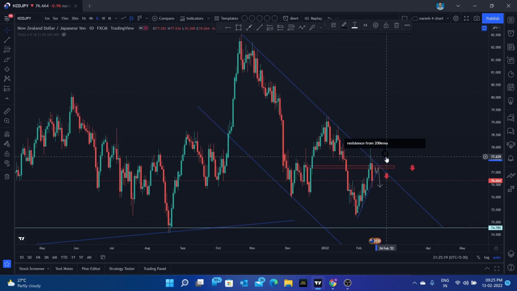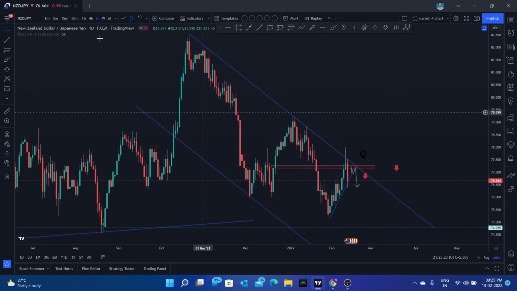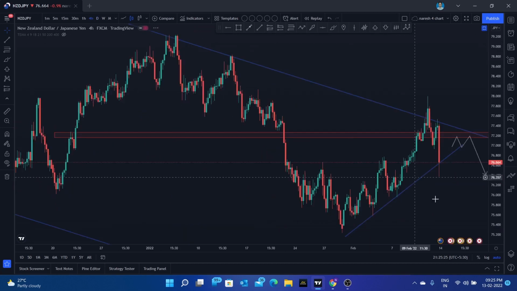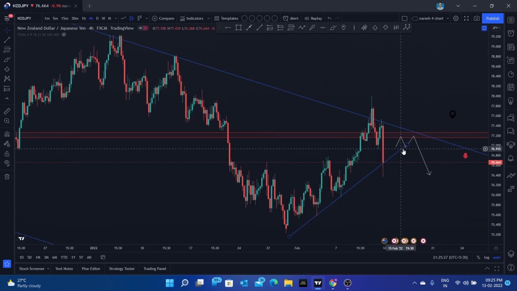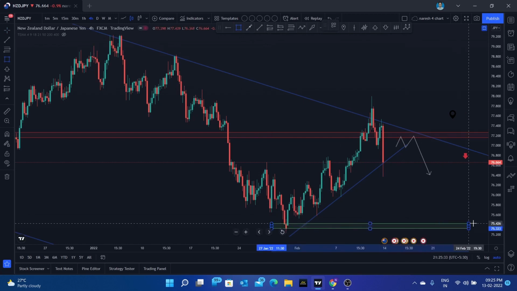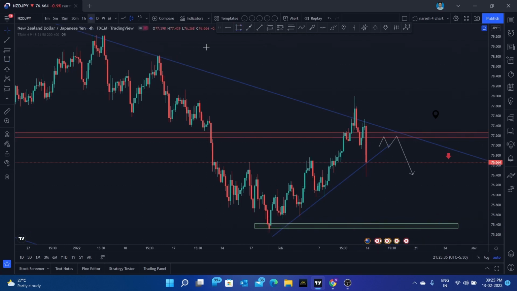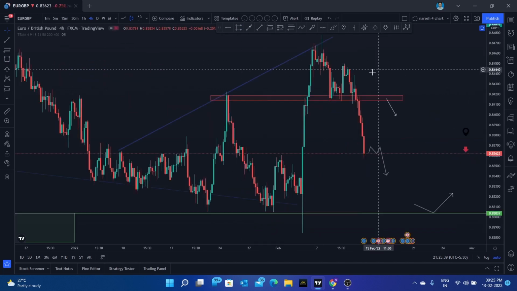It is near the resistance of the 200 EMA, which is really good, and the trend is also down. And if it is breaking this trend line, you can go for a short entry, and you can target this level as well, guys. Which is really good, and you can have a good risk reward ratio here, guys. So that would be for NZDJPY.